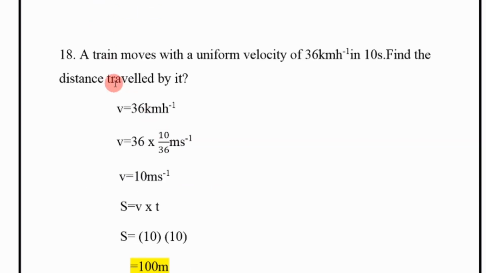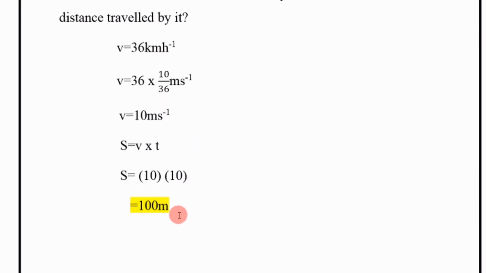Next, a train moves with a uniform velocity of 36 km per hour in 10 seconds. Find the distance traveled by it. Distance is equal to 100 meter.